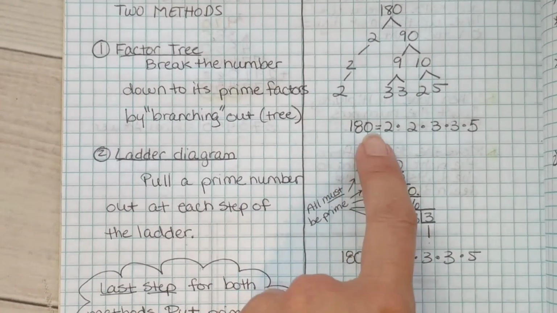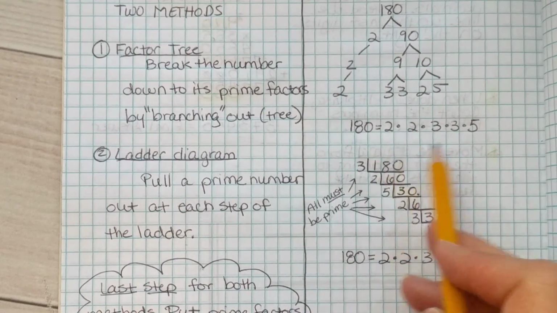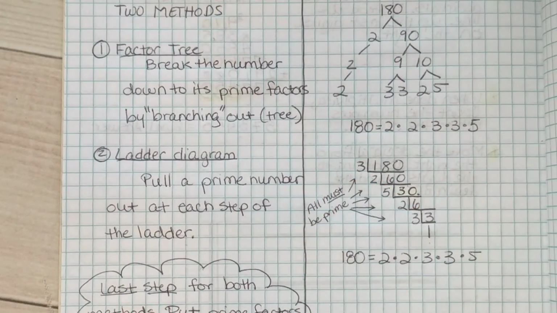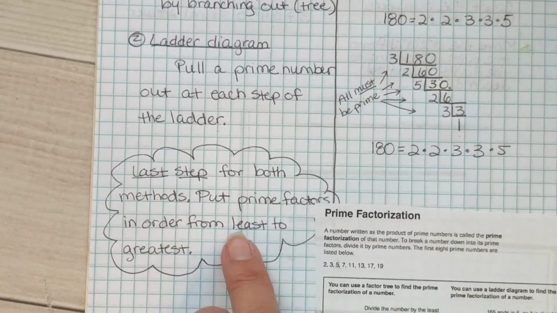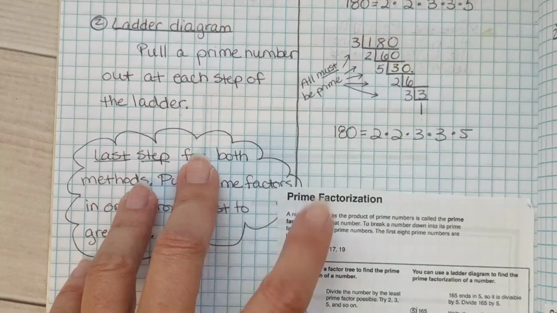All right, and then you order. These are not ordered from greatest to least. I did them from least to greatest. Turn those around in your notes. All right, the last step for both methods is to put the numbers in order.